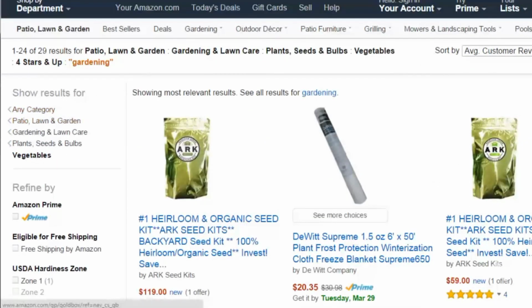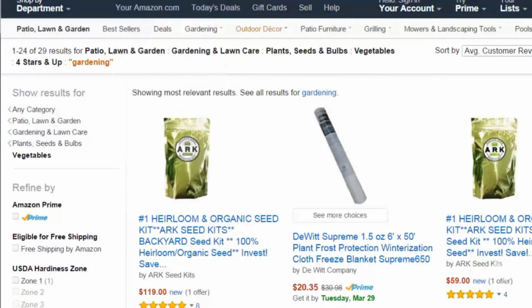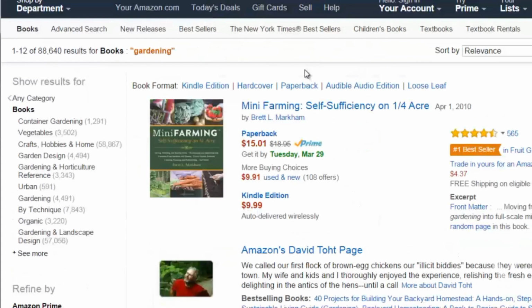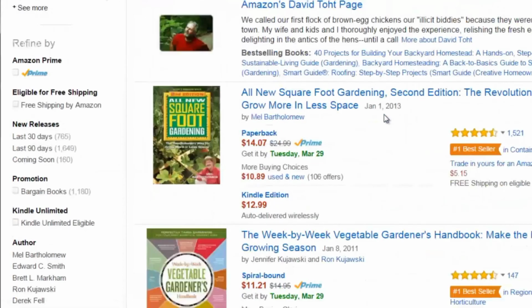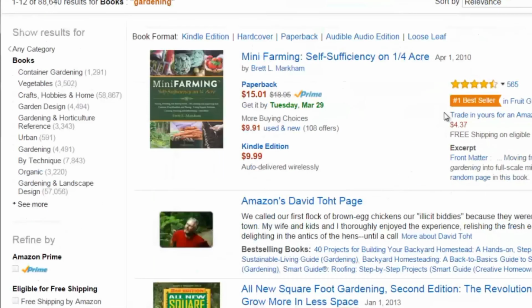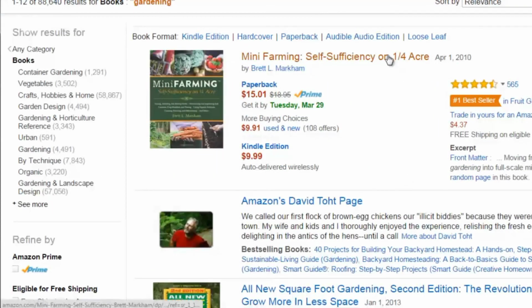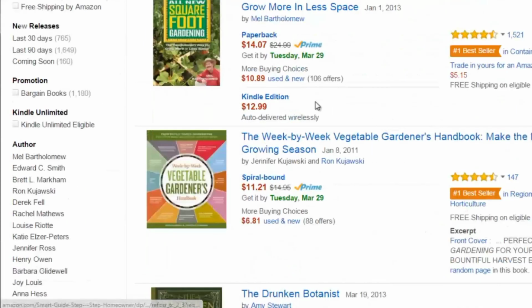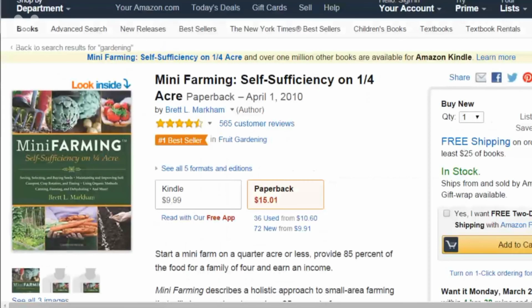And we can also take a look at books too. So if I go back over here, take a look at books, we can see that these books have a good amount of reviews, each one of these. So we're looking at 1,000, 500, 147. So a really good amount. And they're about $15 to $20 each. So that gives me an idea of what their price points look like.